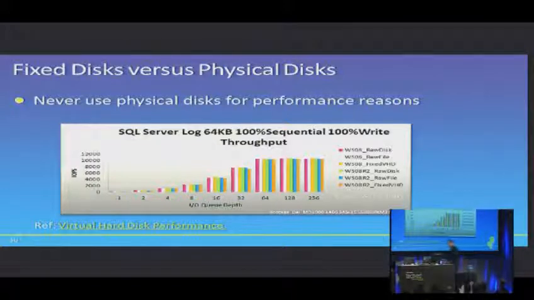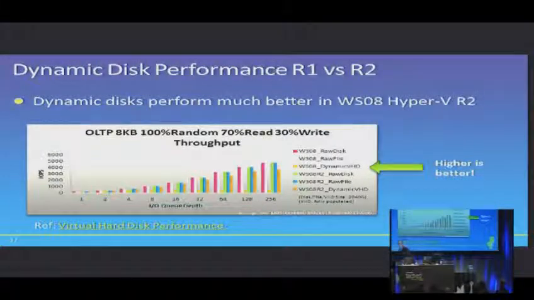And you should understand that when you use physical disks, you give up the portability of virtual hard disks. You give up a lot of cool features of Hyper-V, like the ability to do host-initiated backups. I don't use physical disks in my environment. I only use fixed VHDs. So please, please, please do not think that you have to use physical disks in order to get the best performance. The next thing to talk about is the performance of dynamic disks.